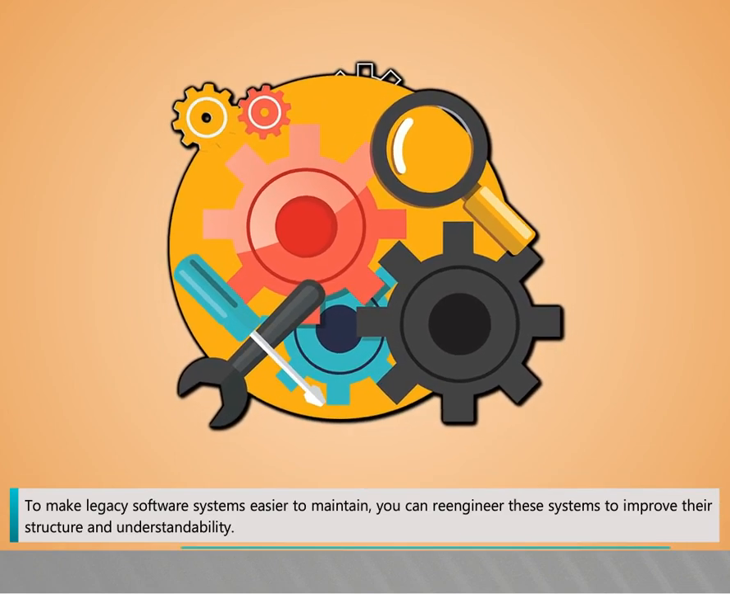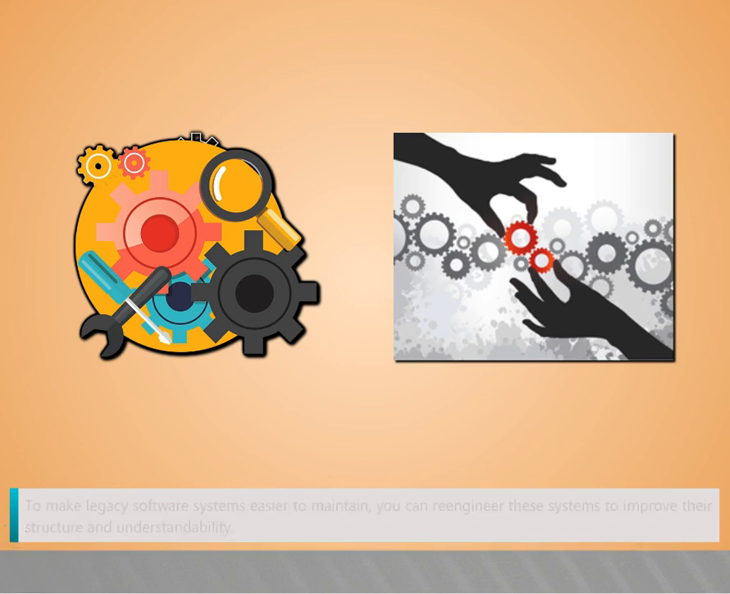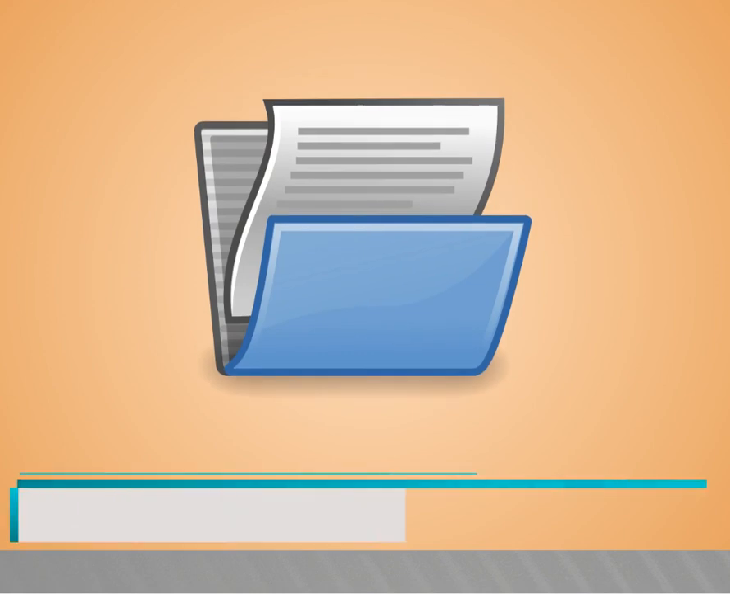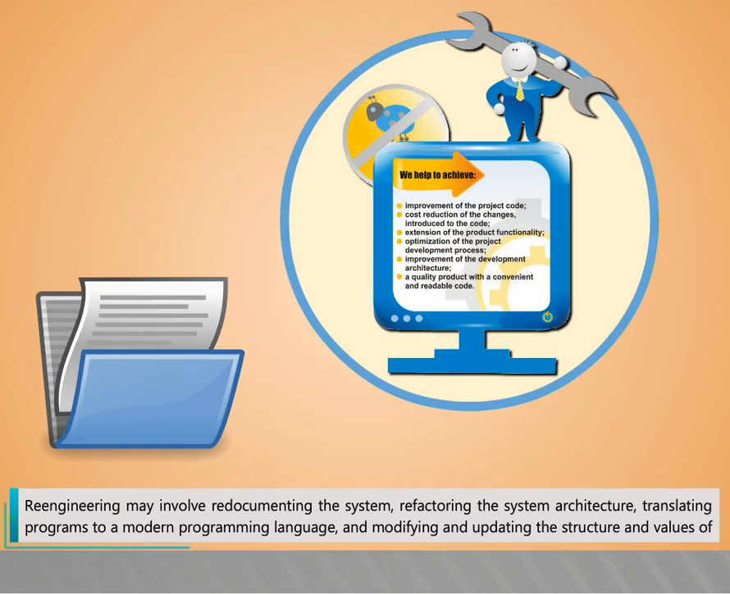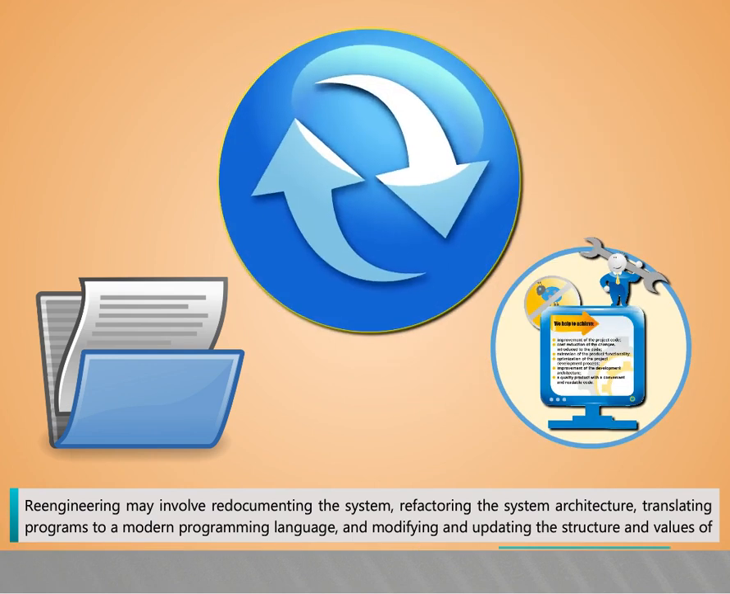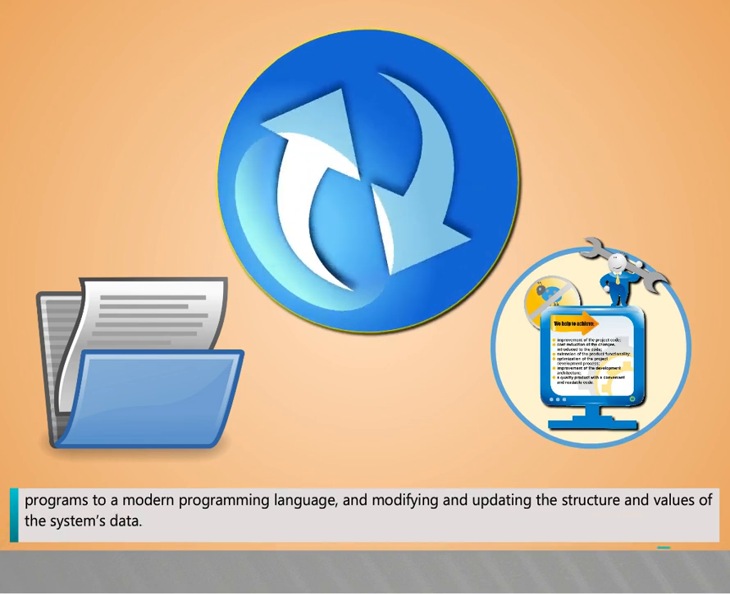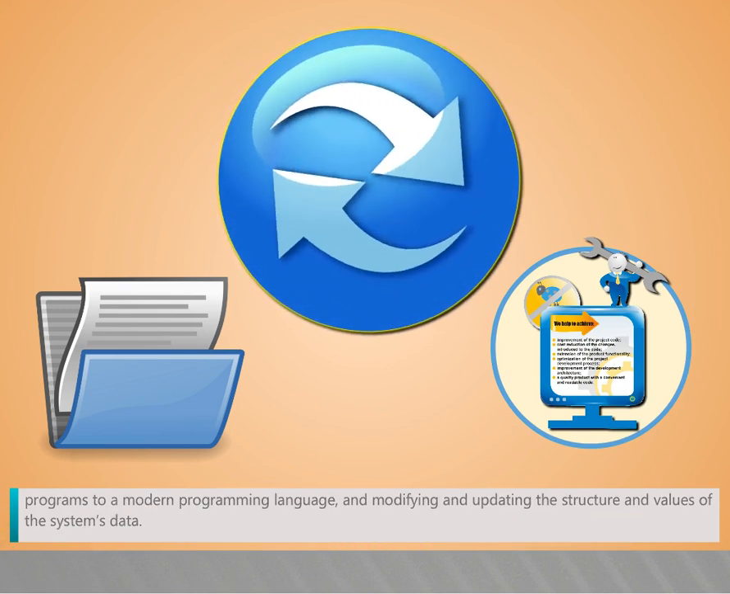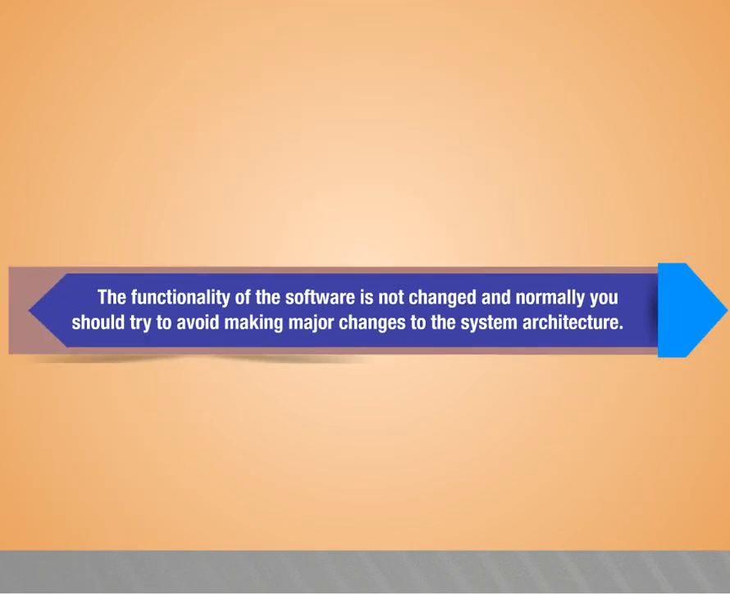To make legacy software systems easier to maintain, you can re-engineer these systems to improve their structure and understandability. Re-engineering may involve redocumenting the system, refactoring the system architecture, translating programs to a modern programming language, and modifying and updating the structure and values of the system's data. The functionality of the software is not changed, and normally you should try to avoid making major changes to the system architecture.